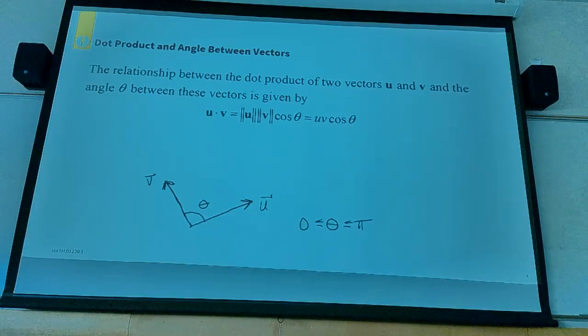Zero means they point in the same direction. Pi means they're pointing in opposite directions. What if the angle is pi over 2? The dot product is 0. That's definitely true. But what about the vectors? What can you say about the vectors?